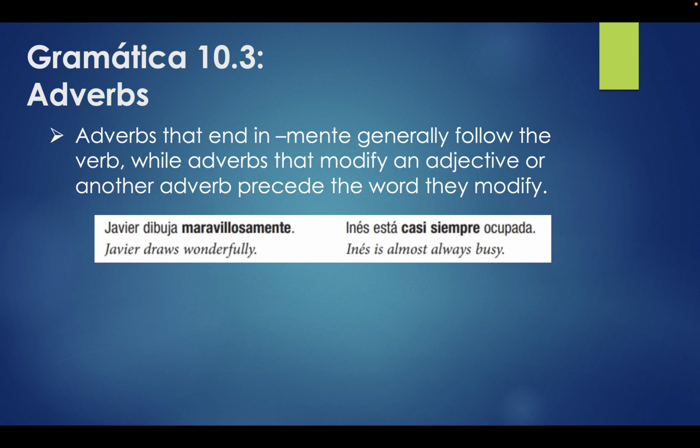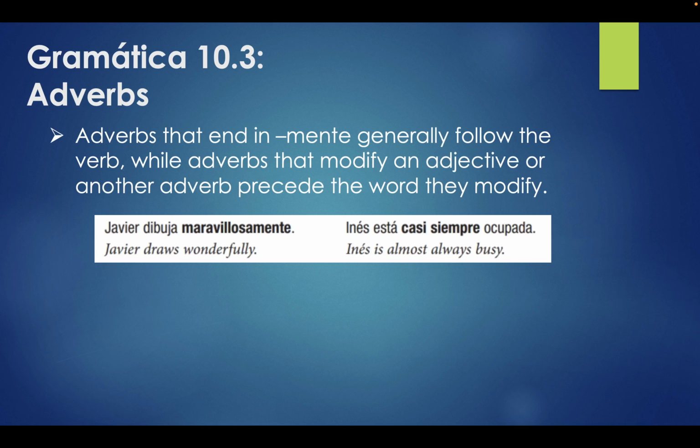Generally speaking, the adverbs that end in mente usually follow the verb. Whereas the other adverbs, the ones you already knew from the beginning, if they're modifying an adjective or another adverb, usually come in front of the word. I don't think this is too complicated to understand because we do the same thing in English. If you think about where you would put it in English, that may help you.